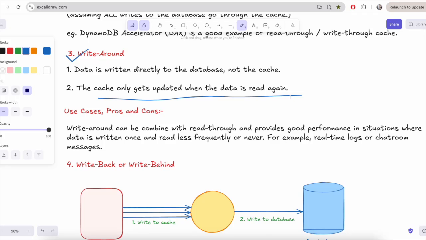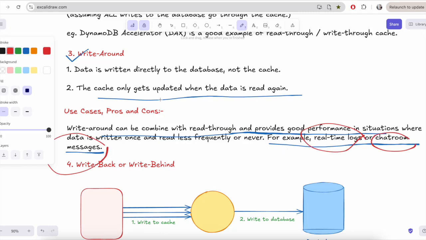Write around can be combined with read through cache and provides good performance in situations where data is written once and read less frequently. So you can think of this as best used where data is written a lot but rarely read, like real-time logs or chat room messages where you write a lot. It's rarely read. So in that case, this strategy is used very frequently.